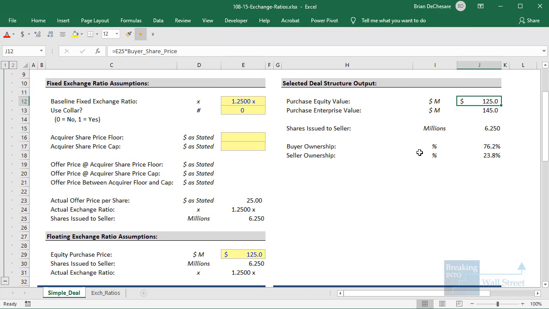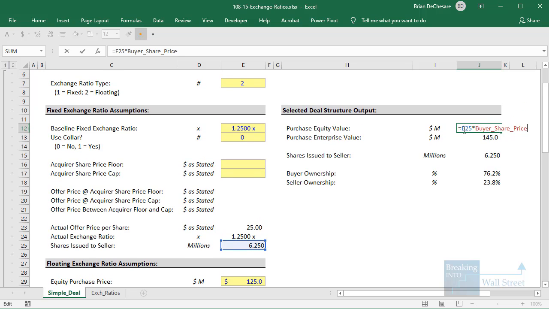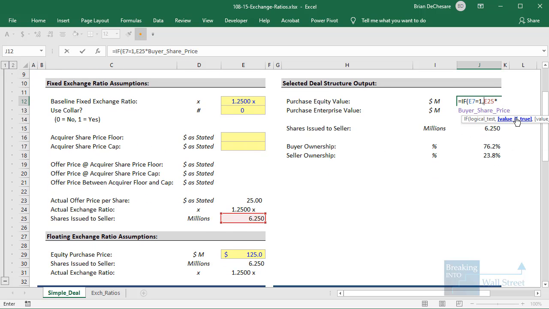And so over here in our assumptions on the side, we can change these a bit. And we can now say that if we are dealing with a fixed exchange ratio, then we will use our familiar formula that we entered before.